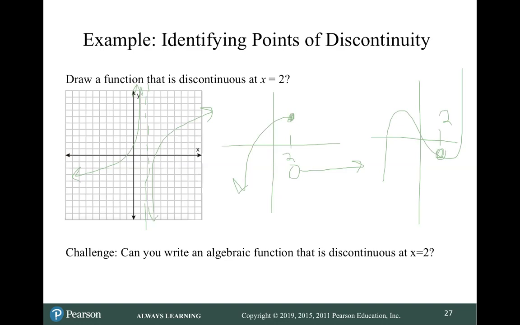Okay, I have a challenge problem there. If you feel like you understand discontinuity and you'd like to take a challenge, I challenge you to write an algebraic function that is discontinuous at x equals 2. So any of these different types of discontinuity, but can you come up with a function that is discontinuous at x equals 2?